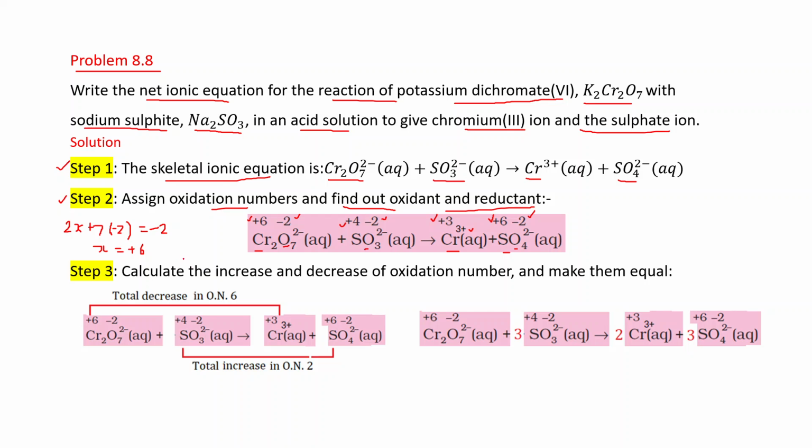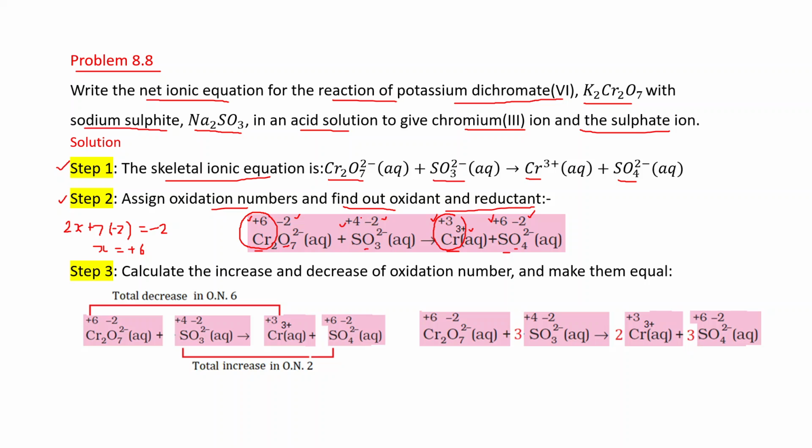Now see in which atoms there is a change in oxidation number. You will see chromium changing from +6 to +3, a decrease in oxidation number, that is reduction. The species which undergoes reduction is called the oxidizing agent. So we can say dichromate ion is the oxidizing agent or oxidant.